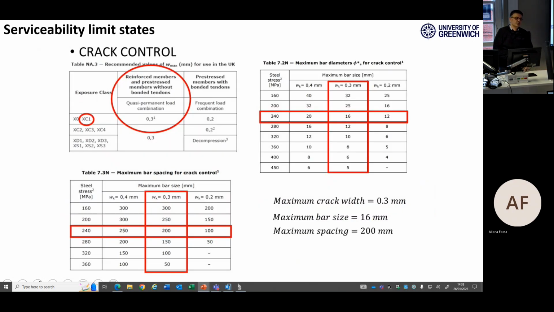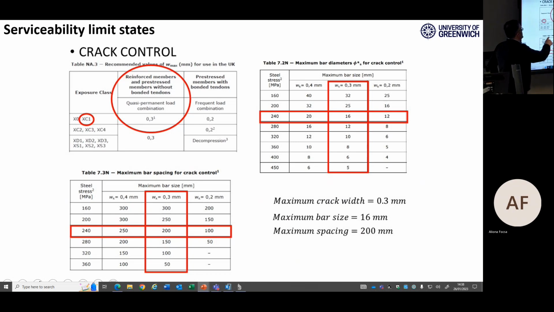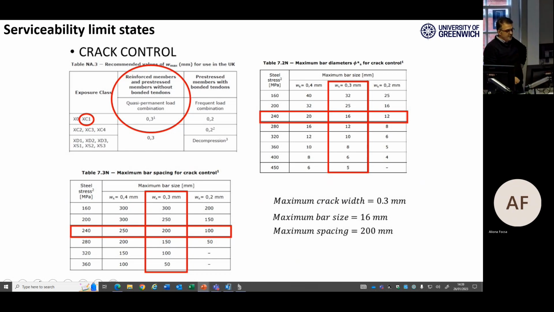So based on this exposure class, we have 3 more tables to pick some numbers from. The first one is this one, top left. If we are in exposure class number 1, for example, and there are reinforced members and pre-stressed members, we don't have any pre-stressed members without bonded tendons. We are just reinforced members. So our value is 0.3. It's the allowable width of the crack, right? 0.3 millimeter. The cracks should not be more than 0.3.